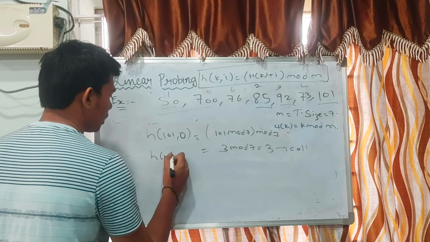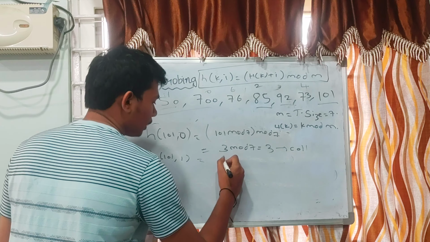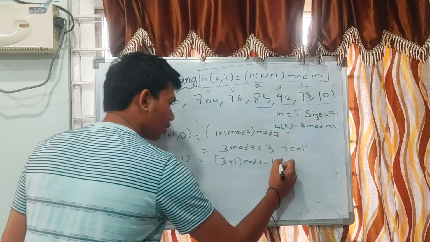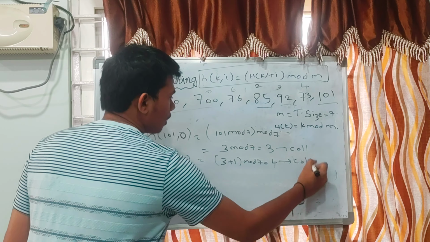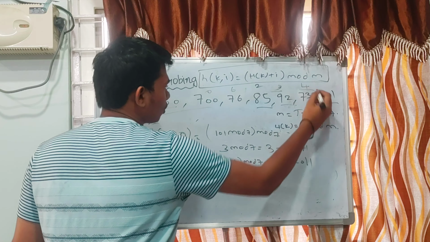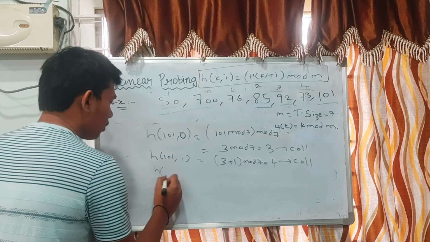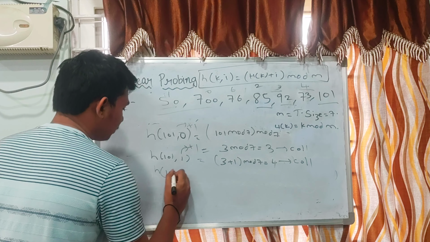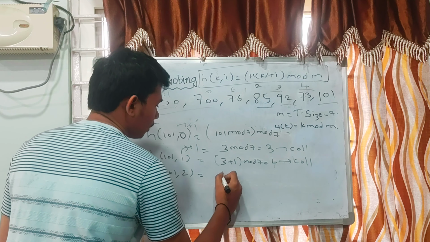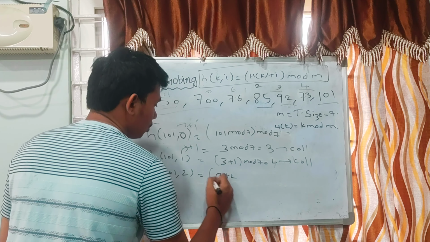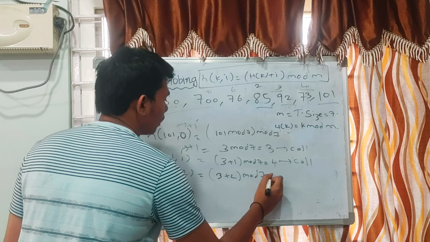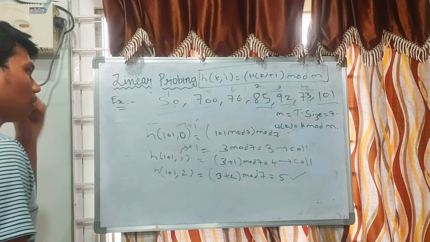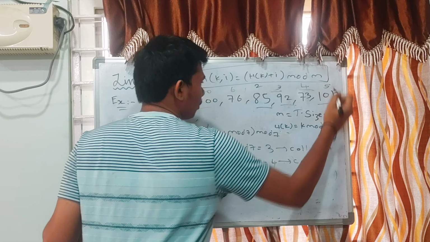Now increase the probe value by 1. Again we get (3 + 1) mod 7, which is 4, and again it is leading to a collision, as the third location is already occupied and the fourth location is already occupied. Now we will again increment our probe number by 1. Now we get (3 + 2) mod 7, which is 5. So there is no collision with 5, and we will place our 101 element at the 5th location.